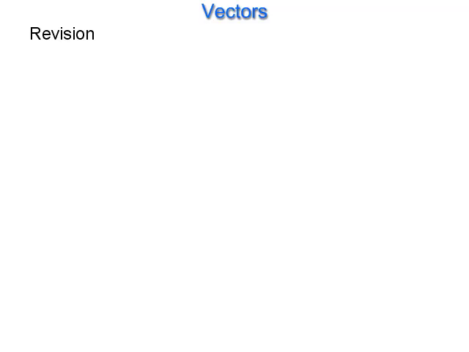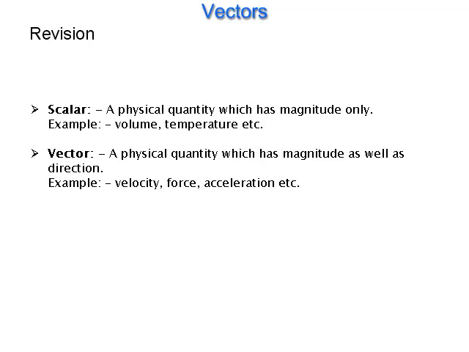Vectors. Let us revise scalars and vectors. A physical quantity which has magnitude only is called a scalar quantity. For example, volume, temperature, etc. A physical quantity which has magnitude as well as direction is called a vector quantity. For example, velocity, force, acceleration, etc.